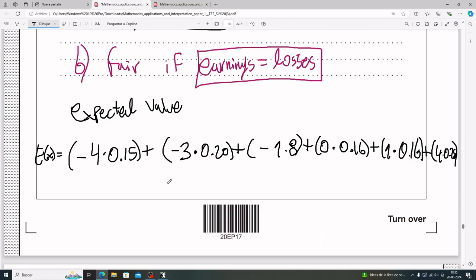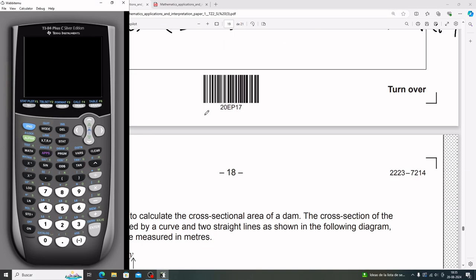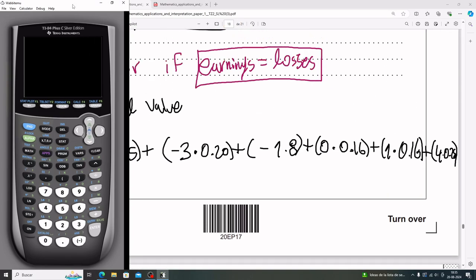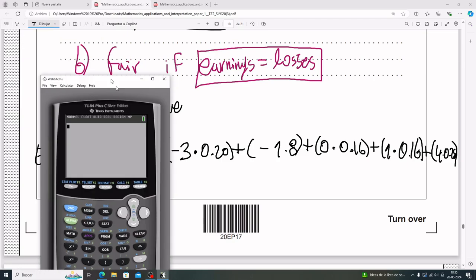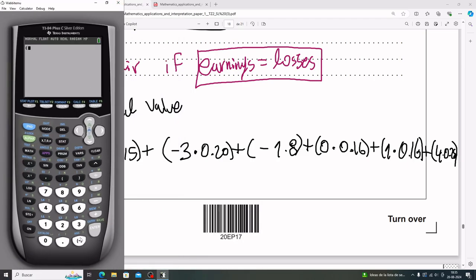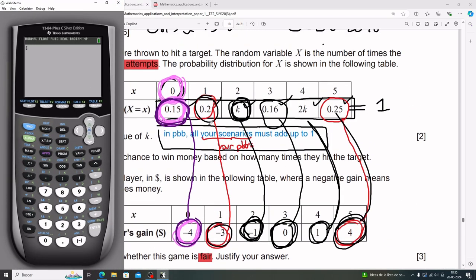Got it? So if you put all of this into your calculator, you will end up with, give me a second, why is it not working? Yeah, there it is. So on the one hand we have, just so we show you once again, paying $4, this -4 here, the probability of that is 0.15. Plus paying -$3, so losing 3, the probability of that is 0.20.